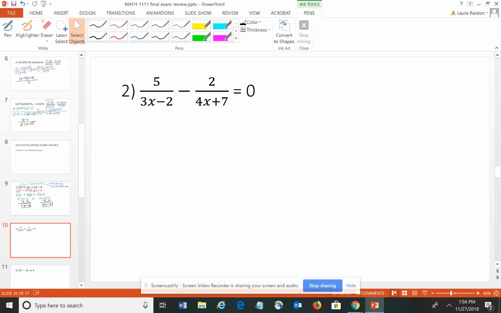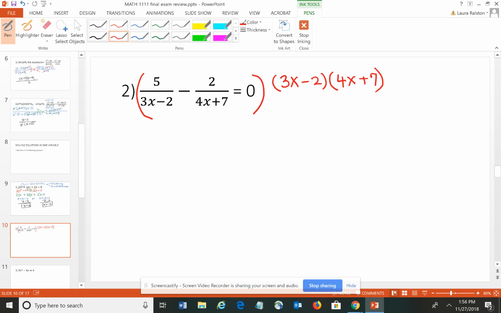Okay, question number 10 is the subtraction problem of two rational expressions. There's probably a couple ways you could do this, but the easiest way to do it is to try to eliminate the fractions. To eliminate fractions, we multiply the entire problem by the common denominator, which for us would be 3x minus 2 times 4x plus 7.